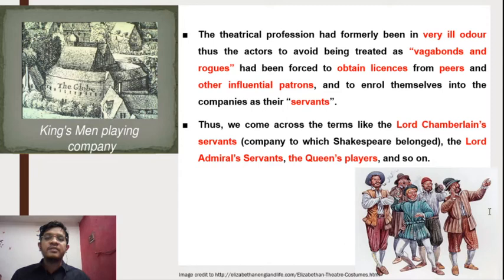The theatrical profession had formerly been in very ill odor. Thus, the actors, to avoid being treated as vagabonds and rogues, had been forced to obtain licenses from peers and other influential patrons, and to enroll themselves in the companies as their servants. Thus, we come across terms like the Lord Chamberlain's servants, the company to which Shakespeare belonged, the Admiral's servants, the Queen's players, and so on.